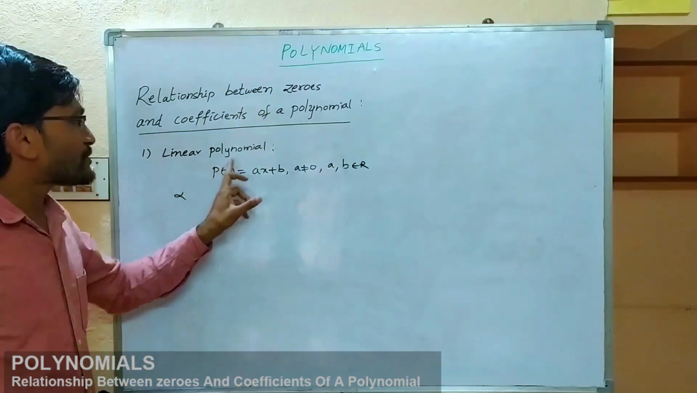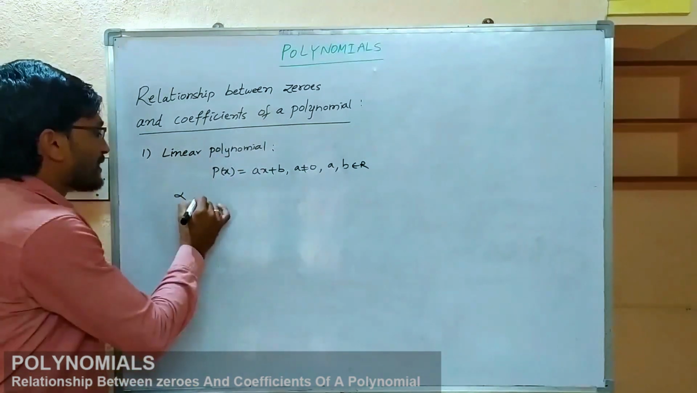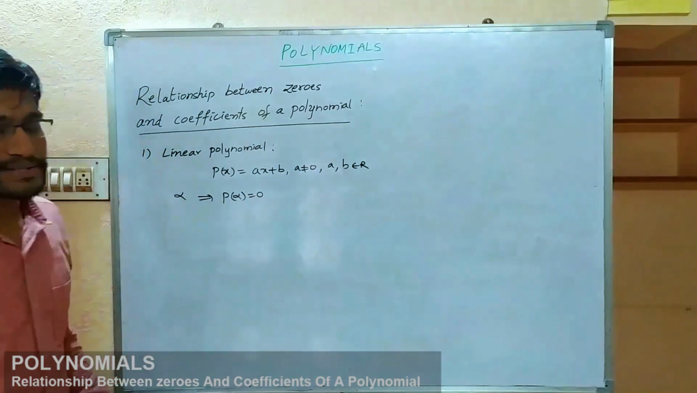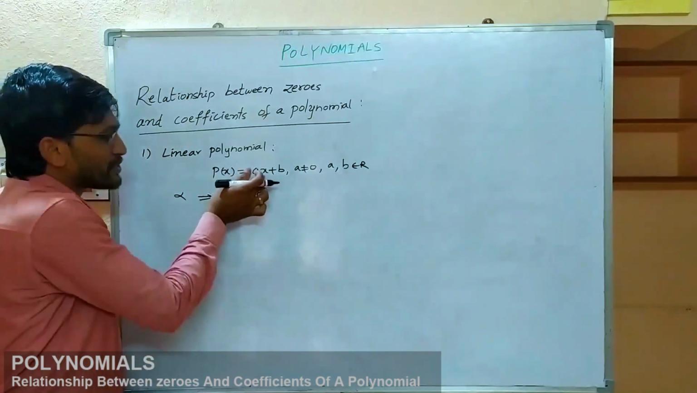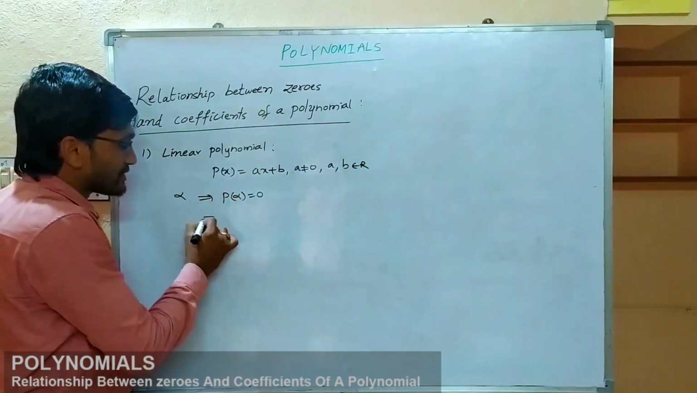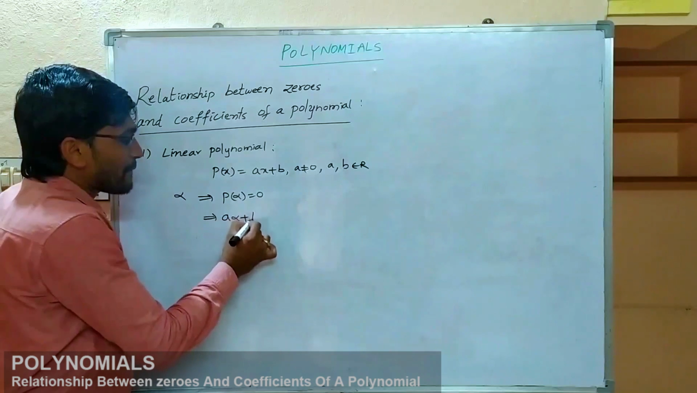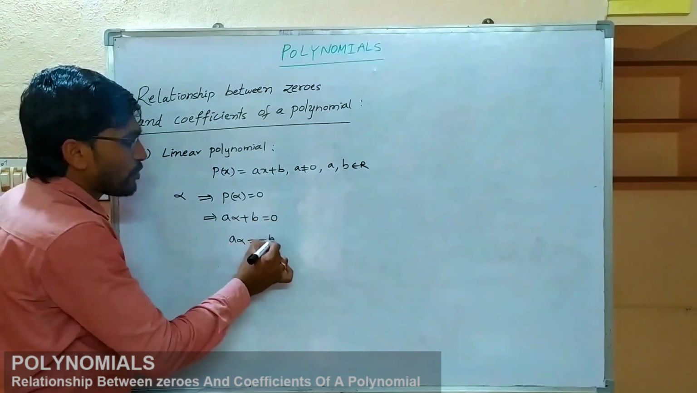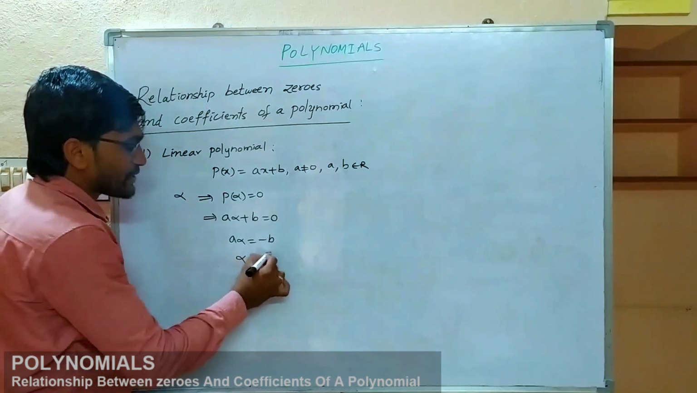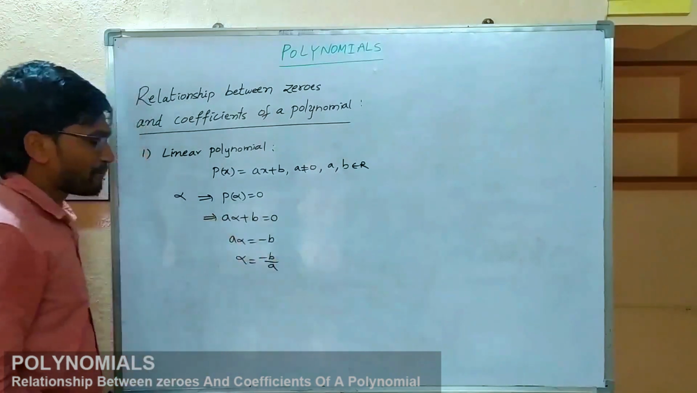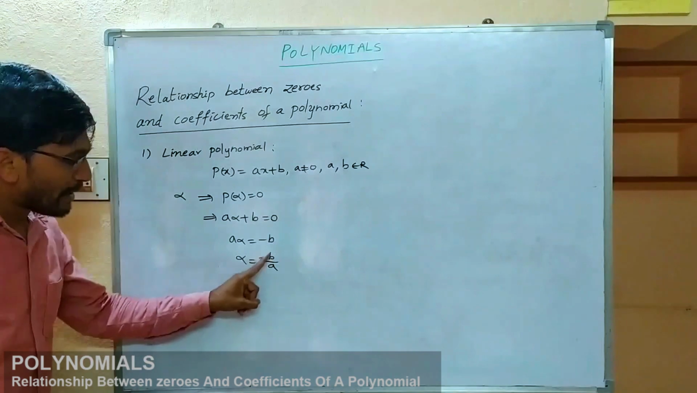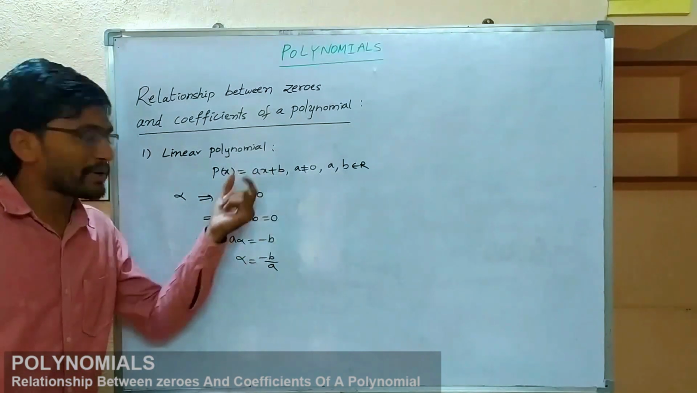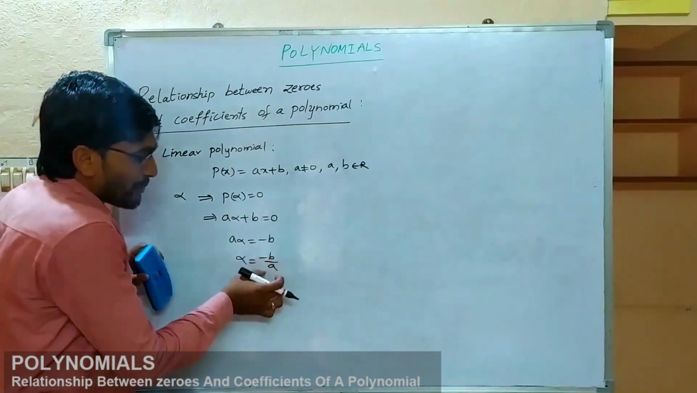Let alpha be the zero of this polynomial, then p of alpha is equal to 0. That means you can substitute in place of x as alpha. This implies a alpha plus b is equal to 0. A alpha is equal to minus b. Alpha is equal to minus b by a. So alpha is the zero. b and a are nothing but what? Coefficients of this polynomial. So alpha is equal to minus b by a.